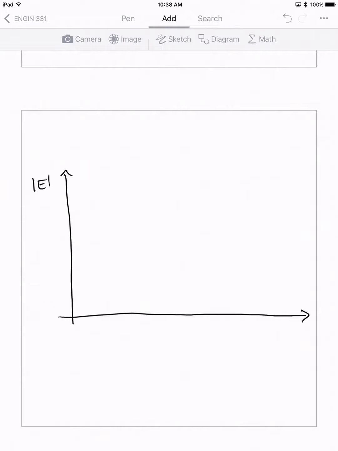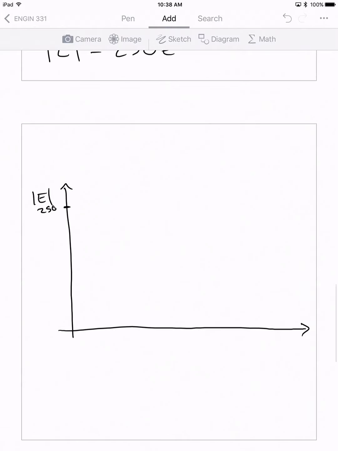I'm going to draw us a graph here. This is going to be magnitude of E on the y-axis. I'm going to start with 250 up here and divide this into 5 evenly spaced things. So we've got 50, 100, 150, 200, 250. And then we're going to look at a few different points: 10 meters, 20 meters, 30 meters. Those are not evenly spaced, but it's a sketch, so you're going to have to forgive me.